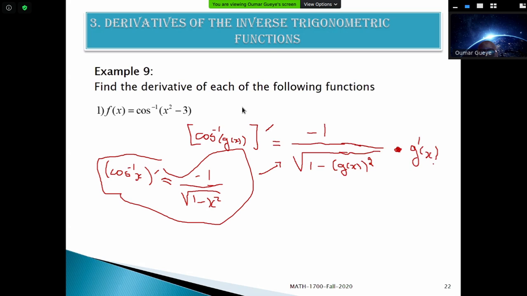And we multiply now by the derivative of the inner function. Any question? All right. So let's move on now to see how to solve our question here.